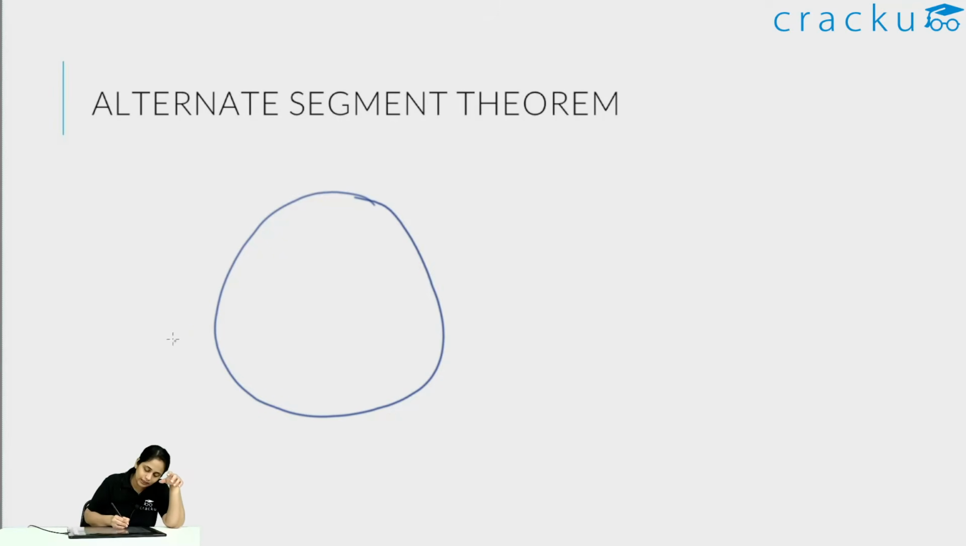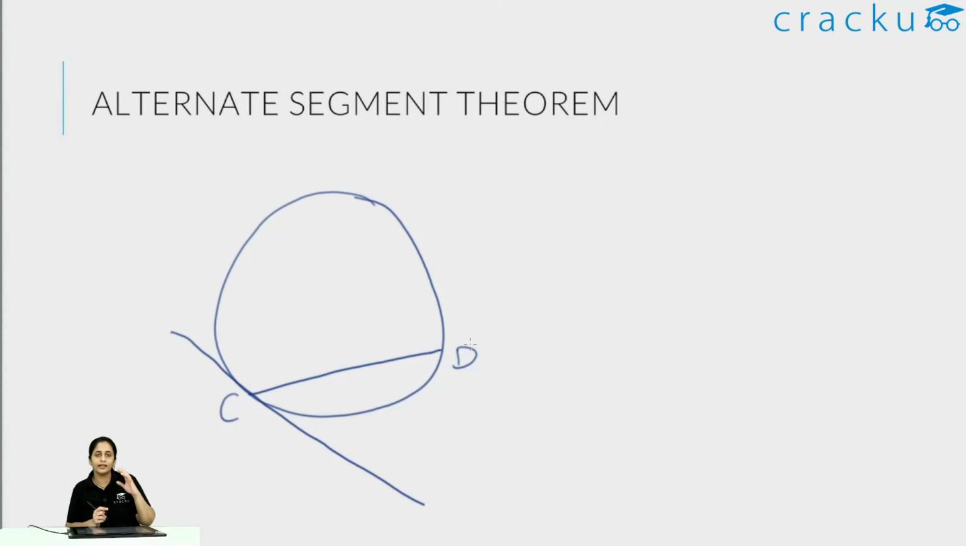So according to the alternate segment theorem, if you have a tangent at point C, and CD is a chord, so there is a chord and a tangent at the same point, immediately think this requires the alternate segment theorem. According to the theorem, this angle made by the chord with the tangent, x degrees, is the same angle that is subtended by the chord in the alternate segment. So this would also be equal to x degrees.